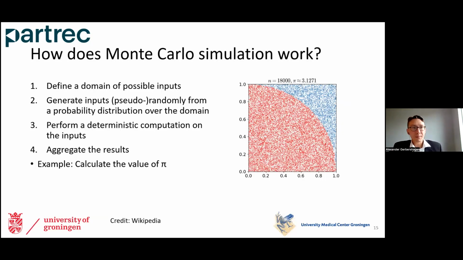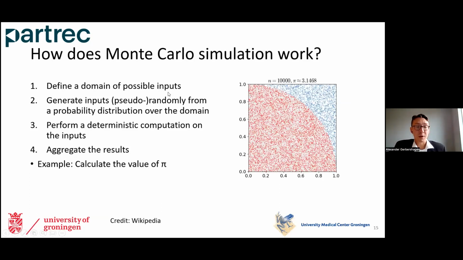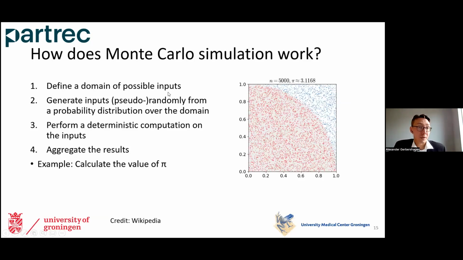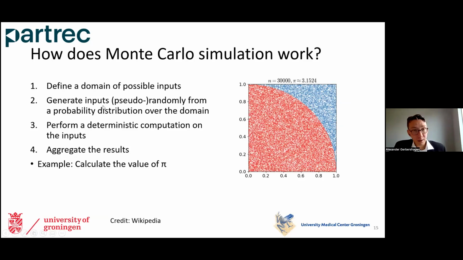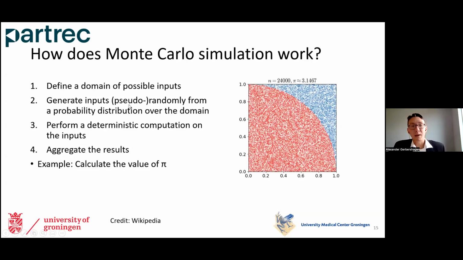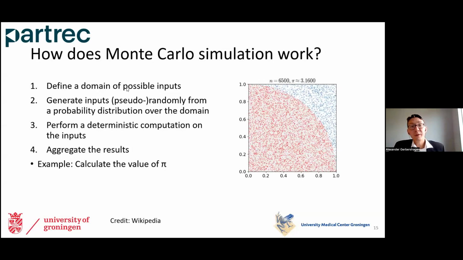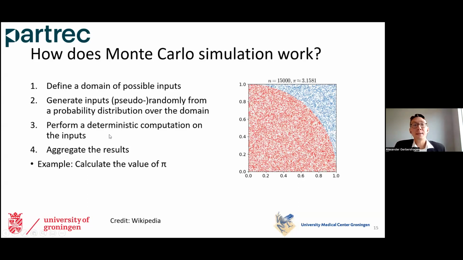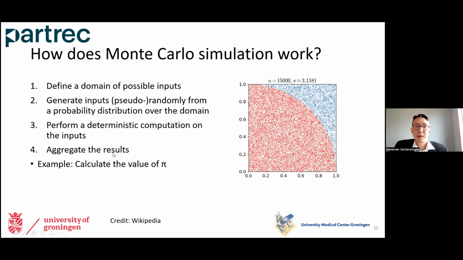And the principle is the following. You define a domain of possible inputs. This can be positions of the particles, but also, for example, the cross sections. Then you generate an input which is randomly distributed or pseudo-randomly, and I will explain in a couple of slides what it means. Then on this random input, you perform a deterministic computation, right? So the computation itself is not random, and then you basically get out the results.